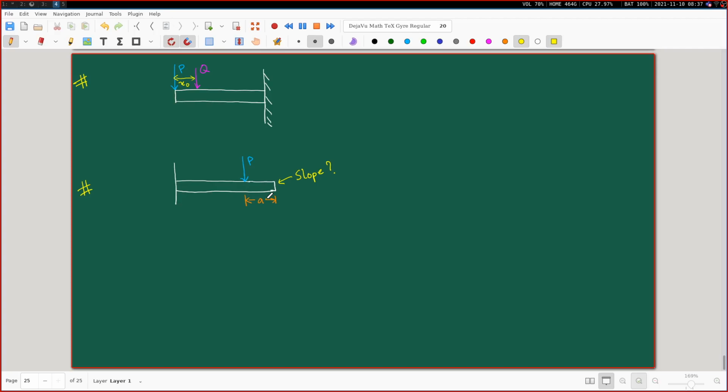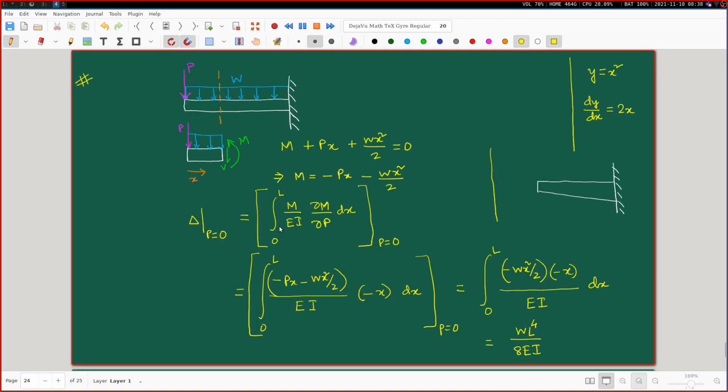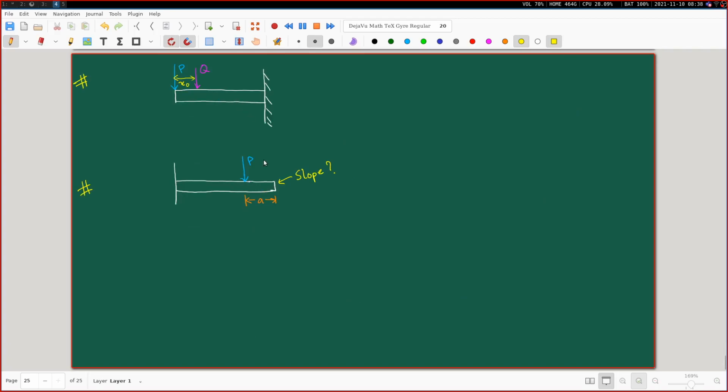Suppose I ask you to directly find out the slope at this end. The reason I'm forcing you to think like this is that you should think in terms of what we just discussed on the previous page. In this page, I was interested in determining the deflection at a point where I did not have a force. So try to think in those terms. I am now asked to determine the slope at a point where I do not have a moment. So what do I do?